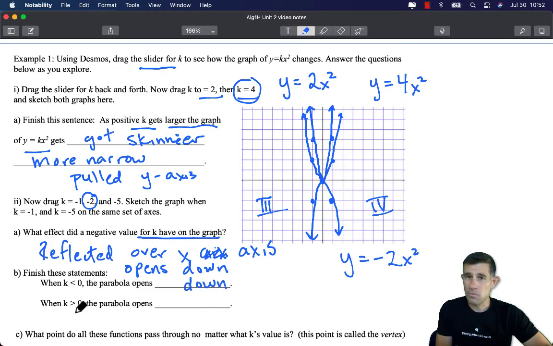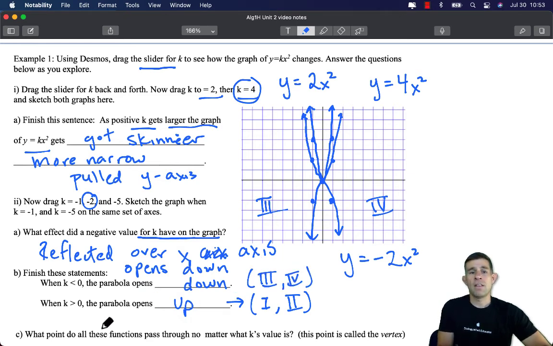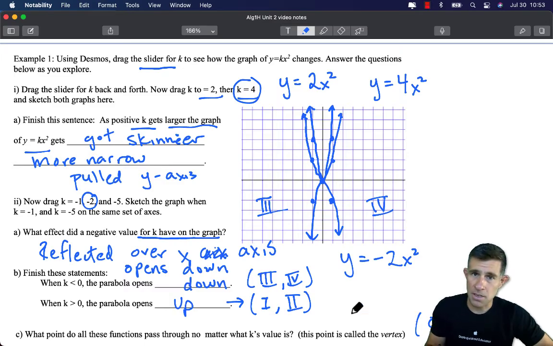So finishing these statements, when k was less than 0, that means it's negative, our parabola opened down. And when k was greater than 0, that means k is positive, our parabola opened up. And over here on the right, I'm just going to make note that this is quadrants 1 and 2 when it opens up, and when it opens down, it's in quadrants 3 and 4. Finally, it says, at what point do all of these functions pass through no matter what k's value? Well, that's our origin, 0, 0, and that's the vertex of our parabola.